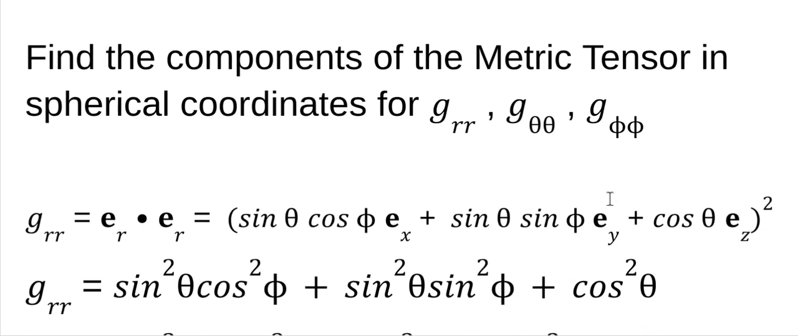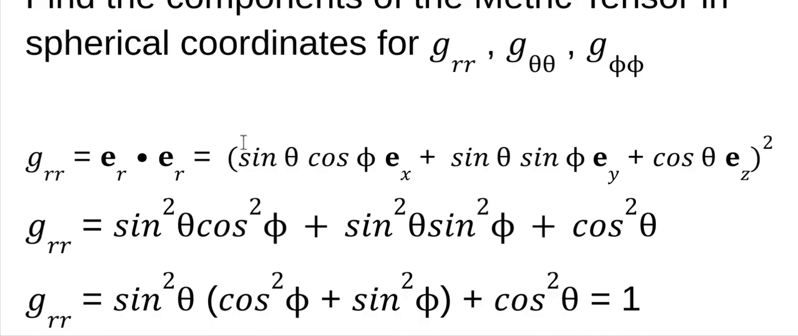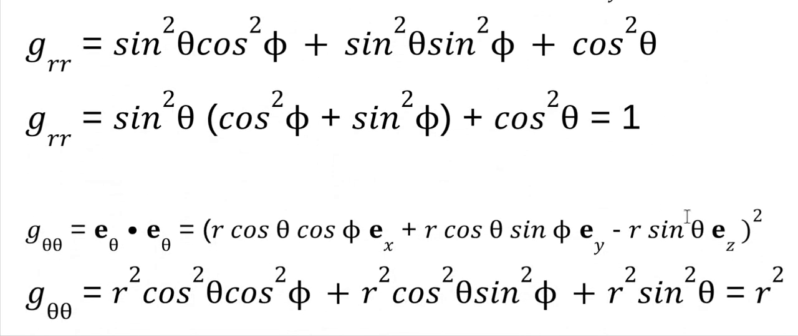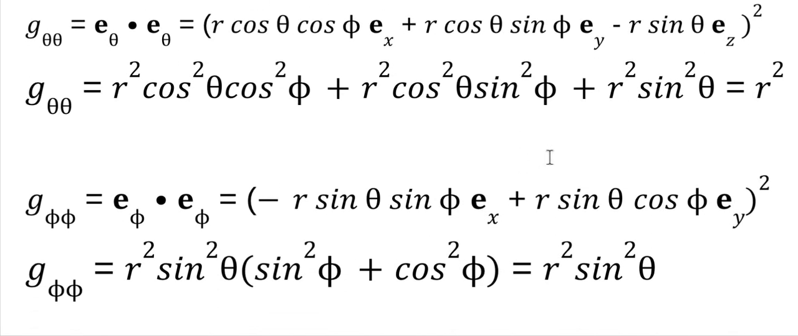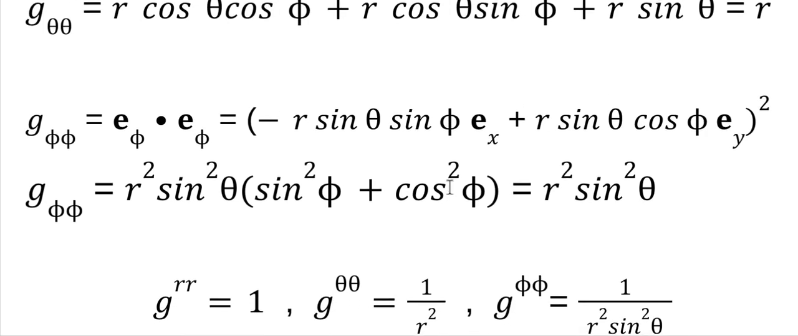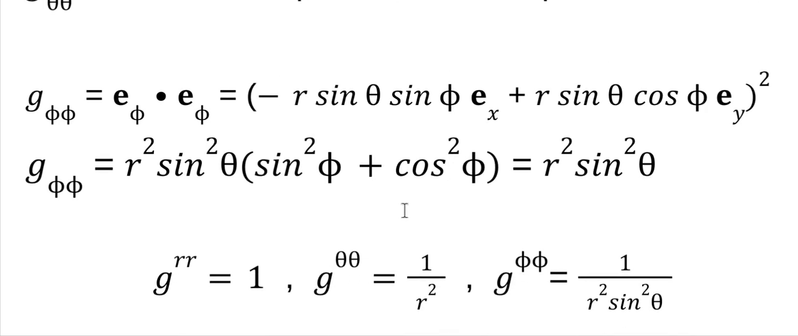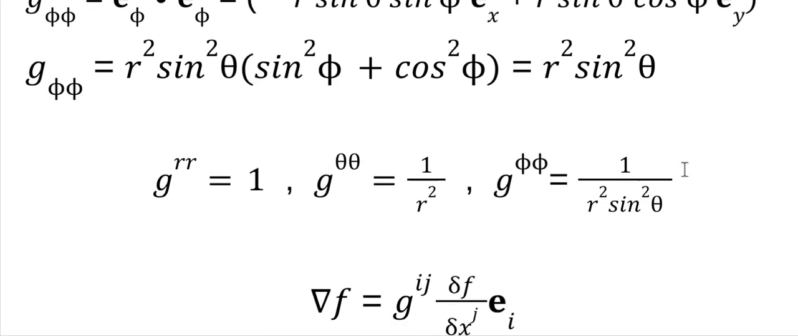Okay, so all we got to do is square e_r, we get 1. We square e_theta, we get r squared. We square e_phi, and we get r squared sine squared theta. Okay, now we need the inverse metric tensor. Well, that's easy because the off diagonals are all 0, right? So we just put all this under 1. So now we have the 3 components that we need to solve this equation.